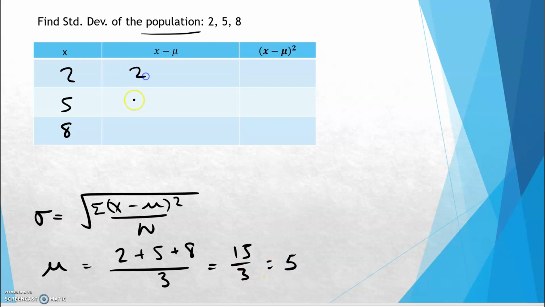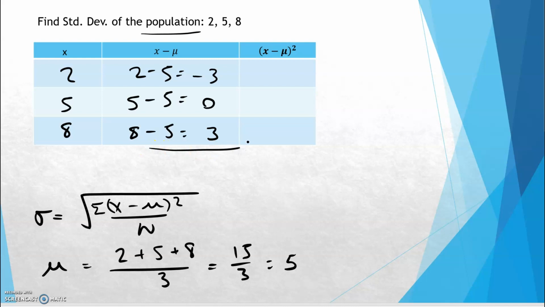So I'm going to take all my data values and subtract the mean of 5 from each one of them. That will give me -3, 0, and 3. Now remember, a data value minus the mean is called a deviation. If we add all these up, it's supposed to come out to 0. So this is kind of like a checkpoint. -3 plus 0 plus 3, the summation of that does come out to 0, so we're fine.